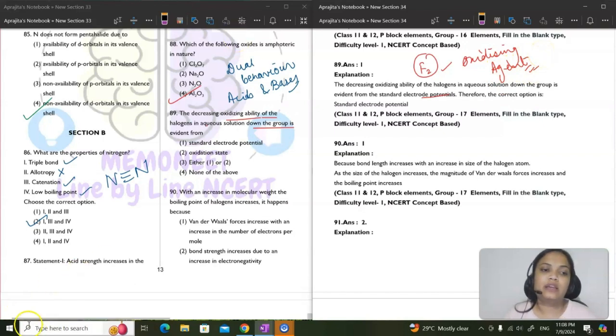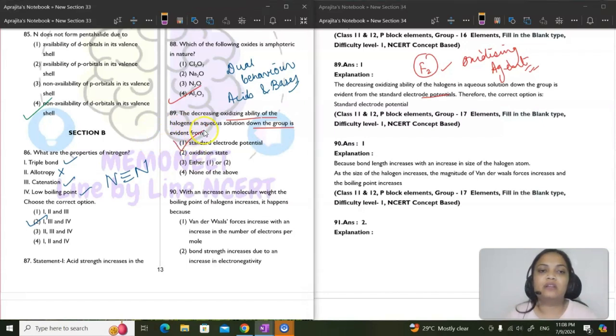Alright, so it can act as a very strong oxidizing agent because it has a high standard electrode potential value, which means it can gain electrons very easily. If it can gain electrons very easily, it can let the other atom lose electrons, which means it can act as the oxidizing agent. So the high reduction potential value for fluorine tells us that. So from here I can tell you that the decreasing oxidizing ability can be shown with the help of standard electrode potential. Okay.